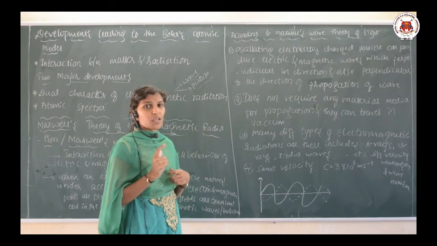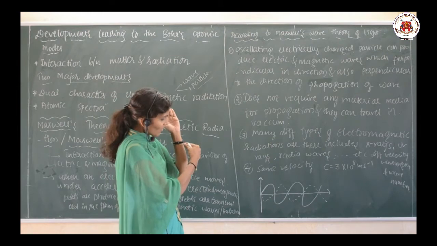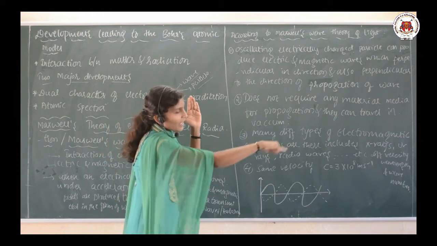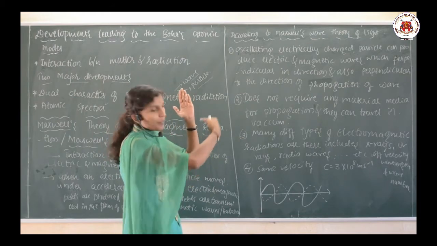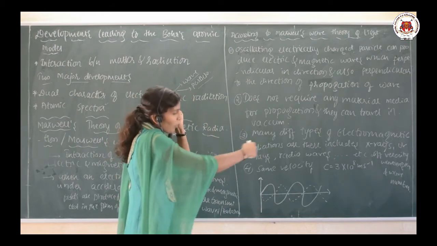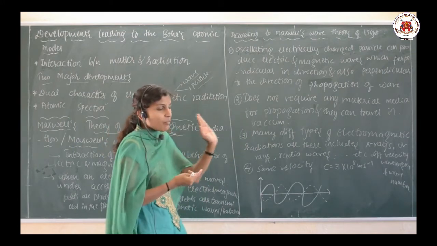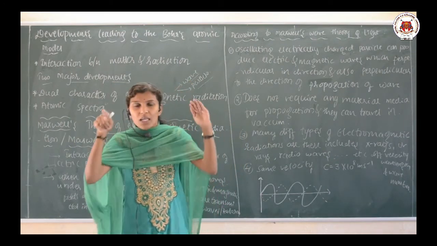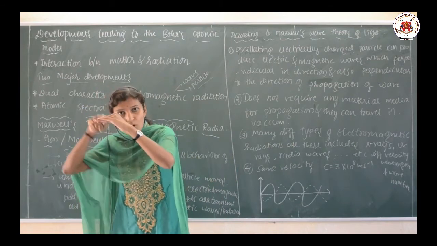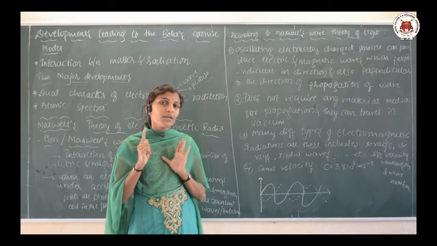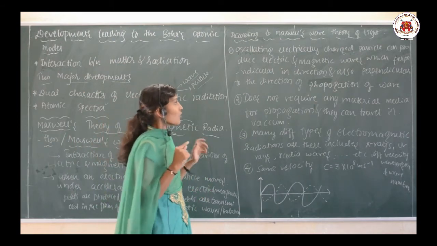So when an electrically charged particle moves, it produces electric and magnetic waves, and those two are perpendicular to each other, plus they are perpendicular to the direction of propagation of the wave. Okay, so that was the first point.